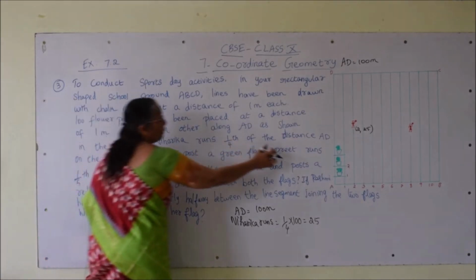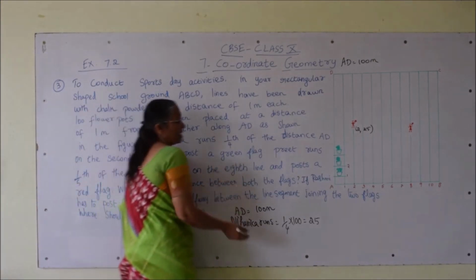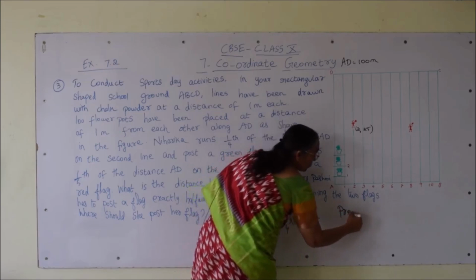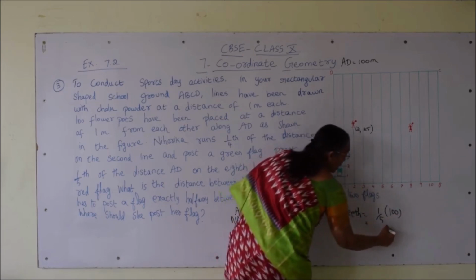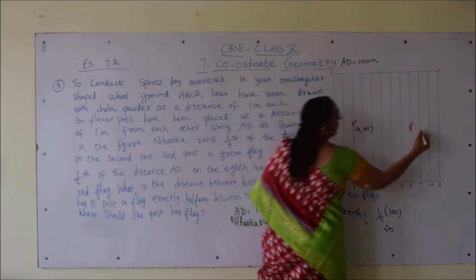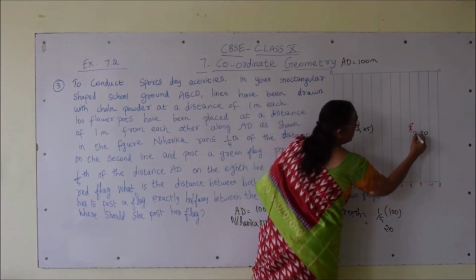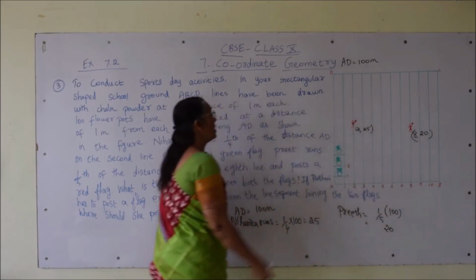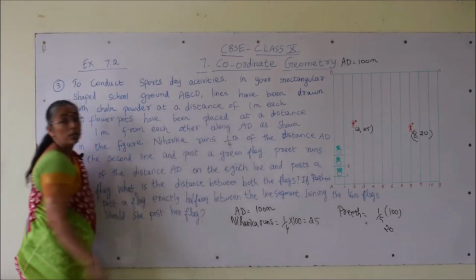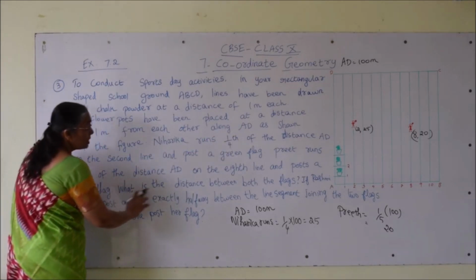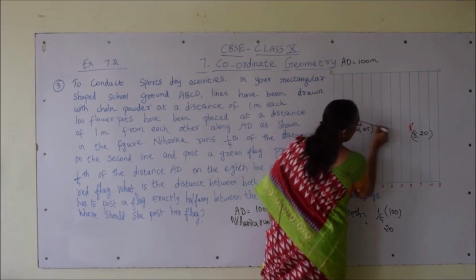Next, Preet runs 1/5 of the distance AD on the 8th line. 1/5 of 100 is 20. So, on the y-axis the ordinate is 20, and he runs on the 8th line, so the abscissa is 8. The point where he posted his red flag is (8, 20). Now, the question: what is the distance between both the flags? We have to find the distance between these two flags.